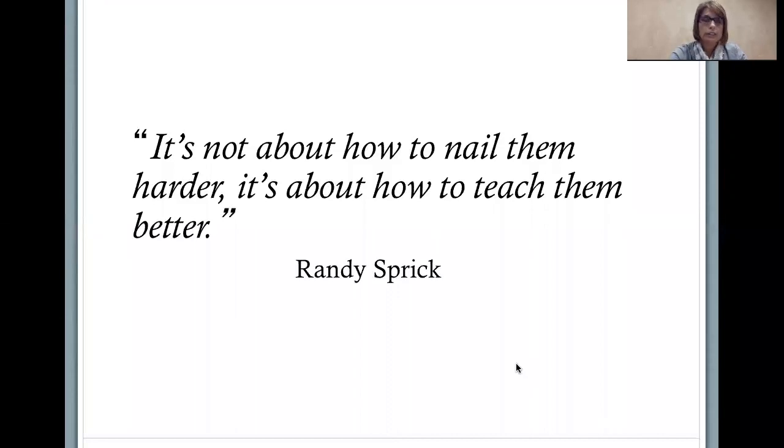In conclusion, setting clear expectations, considering the function of a behavior, and teaching a more appropriate or socially acceptable behavior is critical for improving emotional and behavioral outcomes for kids. As Randy Sprick says, it's not about how to nail them harder, it's about how to teach them better.